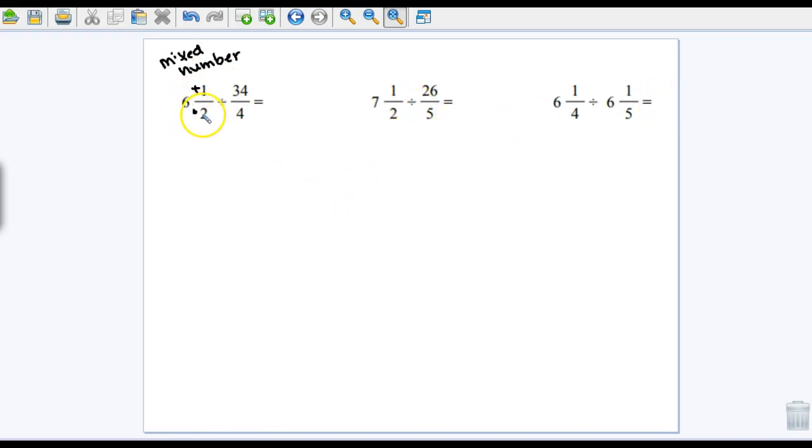So 6 times 2 is 12, plus 1 is 13. So my numerator becomes 13. My denominator does not change. Now you can do this one of two ways. You can do it right away, or you can rewrite the problem first and then do your keep, change, flip. So I don't want us to get confused, so I'm going to do it in 2 steps here. So my next step would be the keep, change, and then I'm going to do my flip.